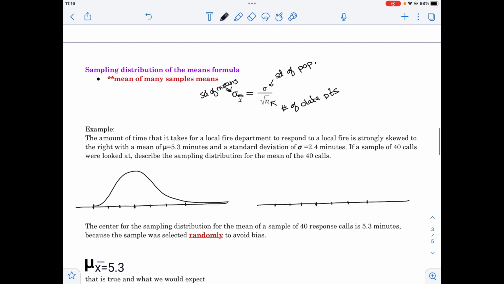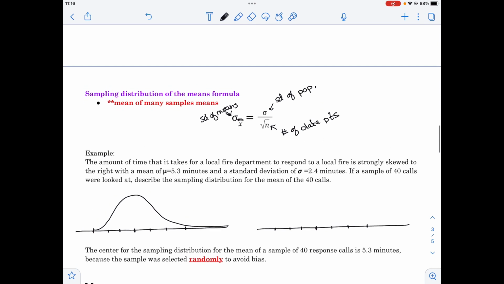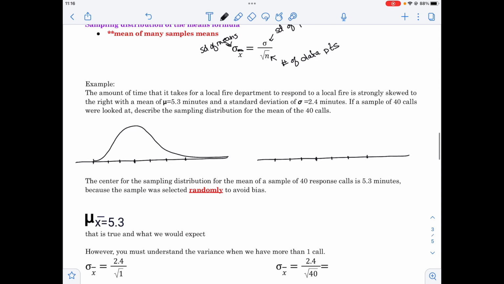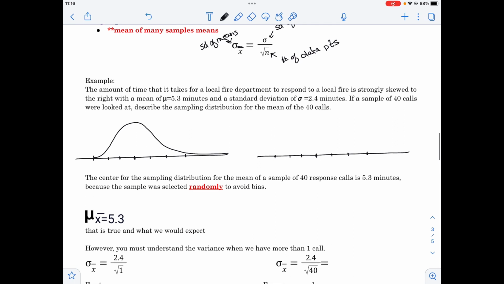All right, so let's look at how we would actually use this in an example, and then we'll go back to the boys. So the amount of time that it takes for a local fire department to respond to a local fire is strongly skewed to the right with a mean of 5.3, a standard deviation of 2.4. All right, so let's talk about that just in general. So the way that looks, we have here at our 0, this is 1, 2, 3, -1, -2, -3. So this would be our 5.3, and then standard deviation of 2.4 means from 0 to 1, that's a spread of 2.4, or variability of 2.4.